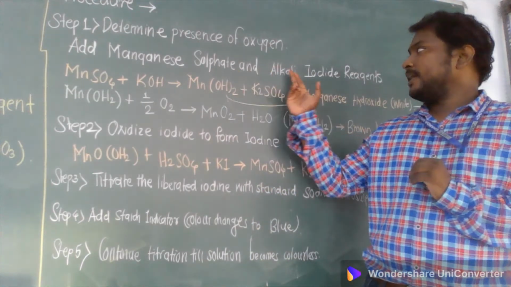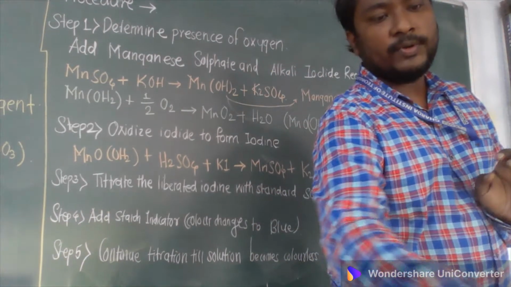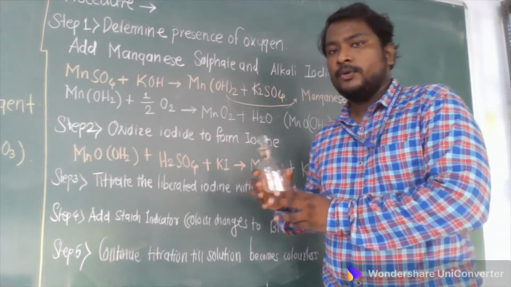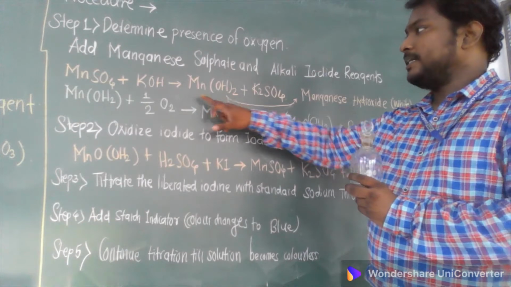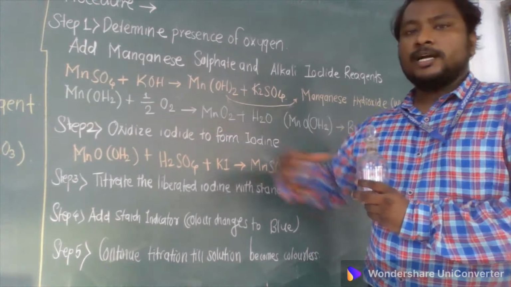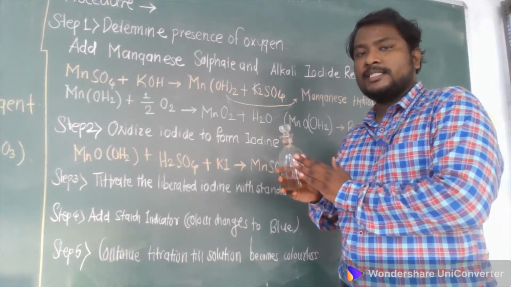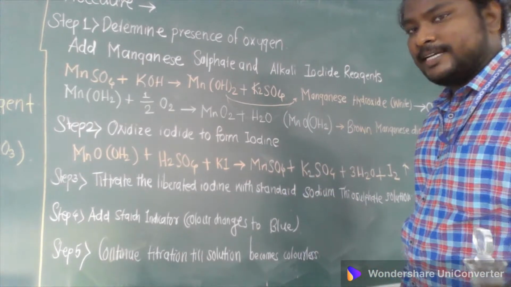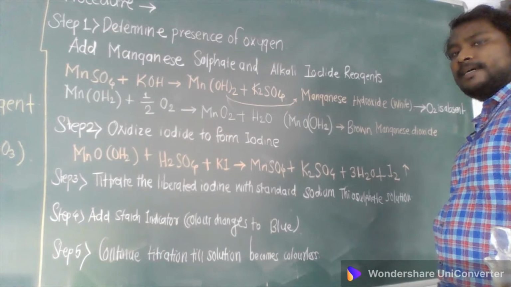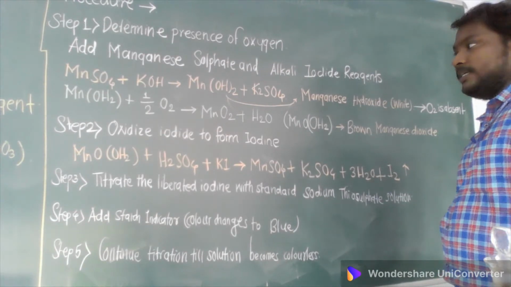Add manganese sulfate and alkali iodide azide reagent. We will add all these reagents which are mentioned in step number 1: MnSO4 plus KOH, that is manganese sulfate, plus alkali iodide azide reagent, in this corresponding bottle, that is the DO bottle. And then at this stage we will be able to estimate whether oxygen is present or absent.